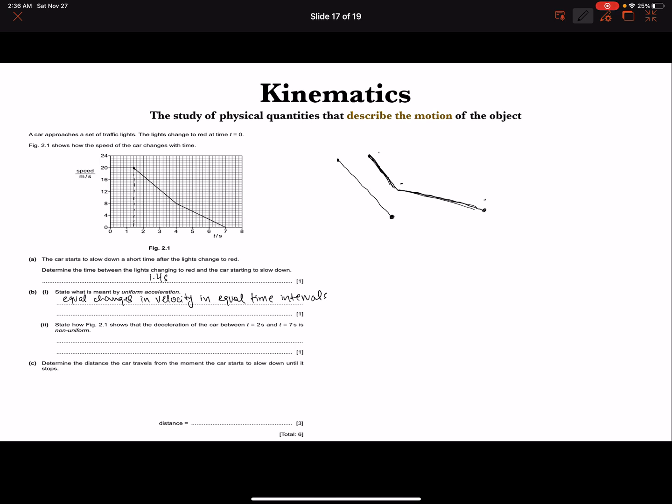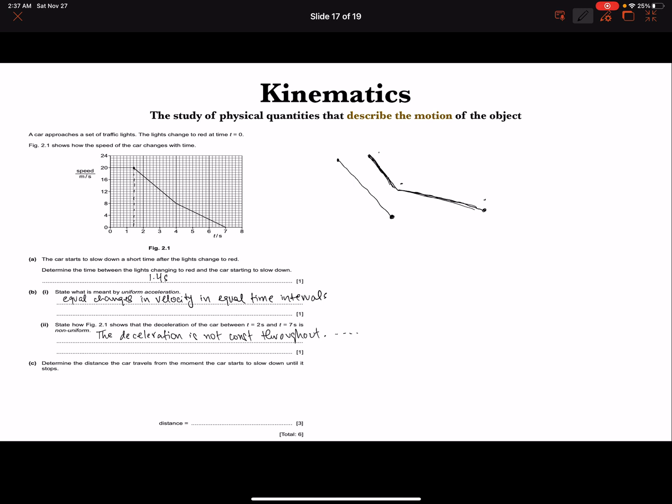So it says, how does figure number 2.1 show that the deceleration of the car between t equals 2 to t equals 7 is non-uniform? Well, you say that the deceleration basically is not constant throughout. The deceleration changes at t equals 4 seconds. You can write that down. All right, I'm just gonna become lazy a little bit, but okay.